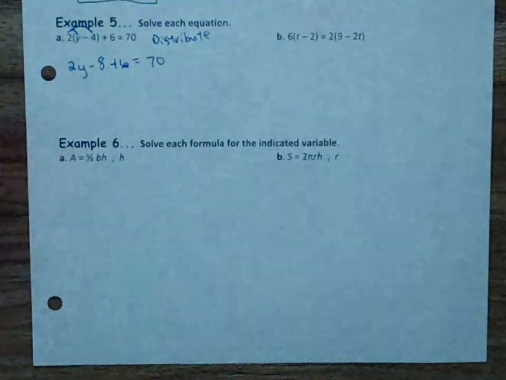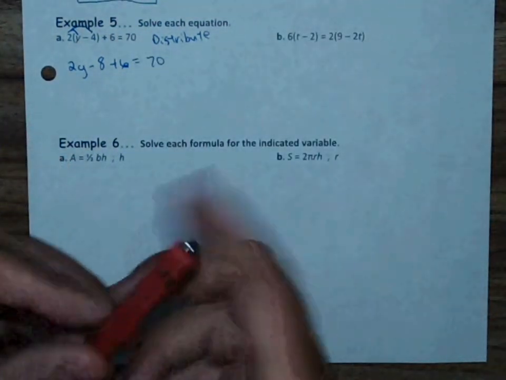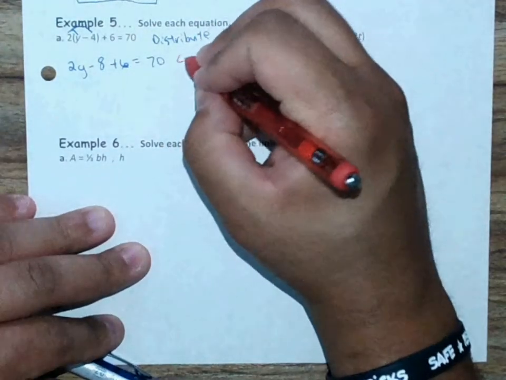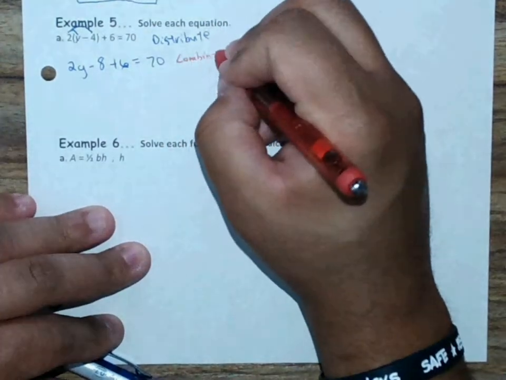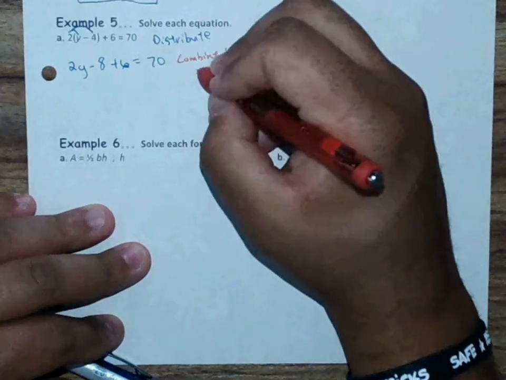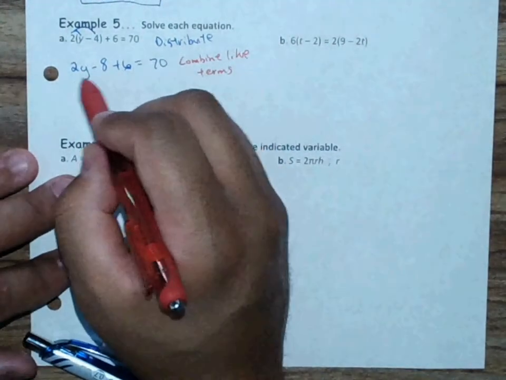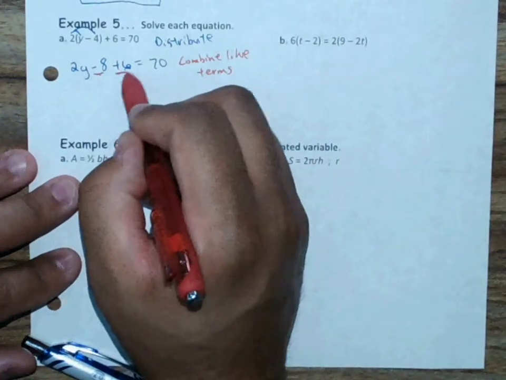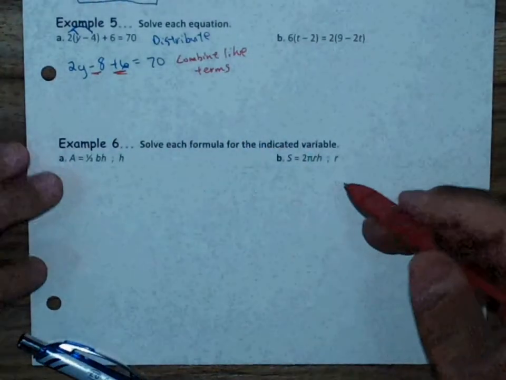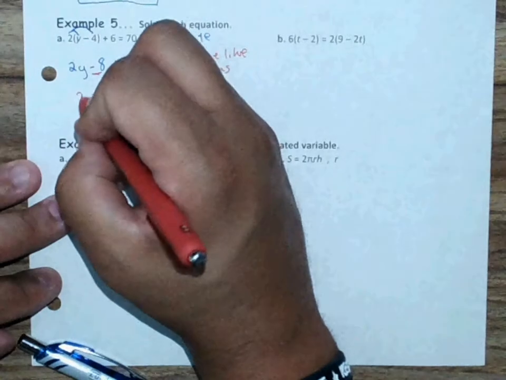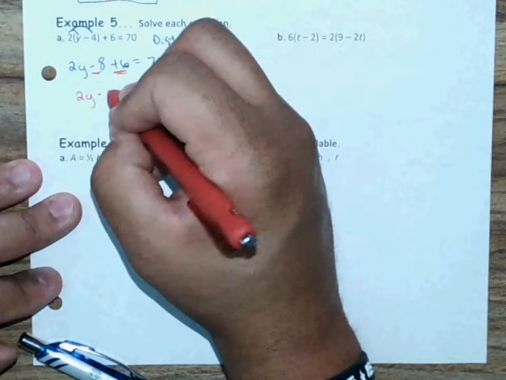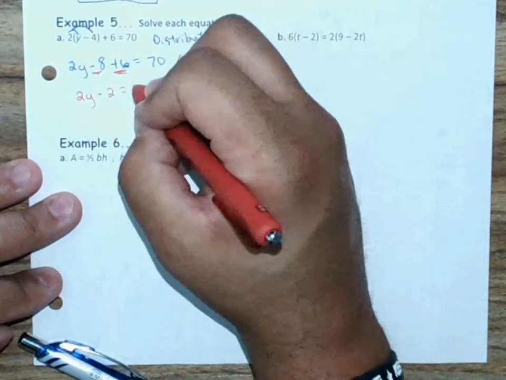I'm going to distribute my 2 to both of my terms. So I've got 2y minus 8 plus 6 equals 70. Then I need to combine my like terms. So I've got a minus 8 and a 6. Those are my two constants. So I'm going to combine those. So I've got 2y minus 2 equals 72.